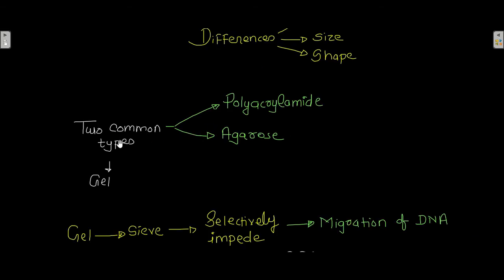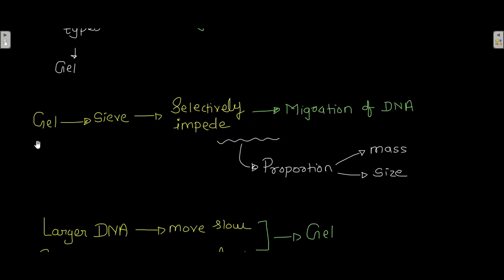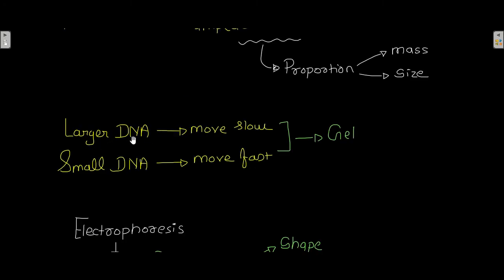Now there are two common types of gel that we use to separate DNA: polyacrylamide gel and agarose gel. The gel acts as a sieve to selectively impede the migration of DNA in proportion to its mass and size. Larger DNA molecules move slowly through the gel and small DNA molecules move fast through the gel.